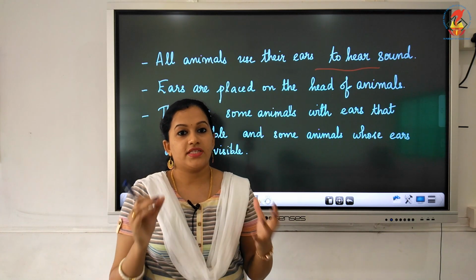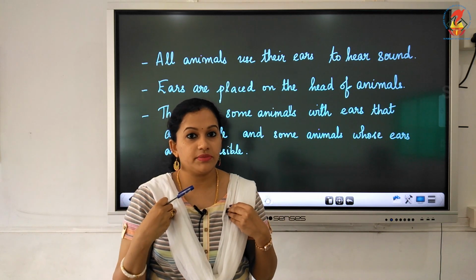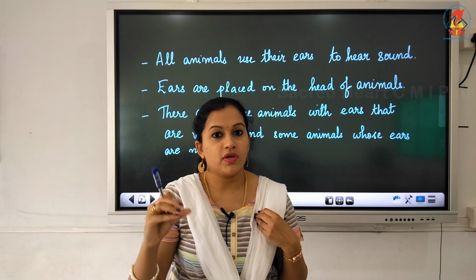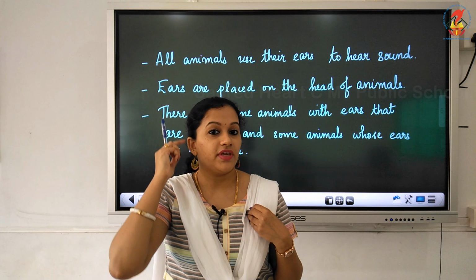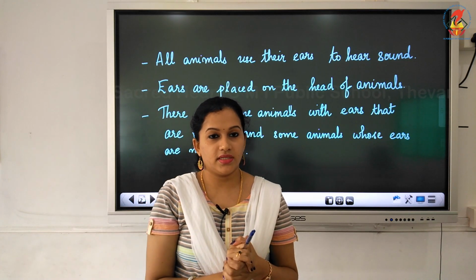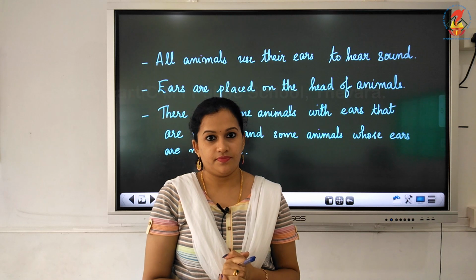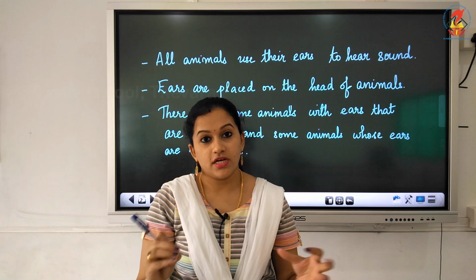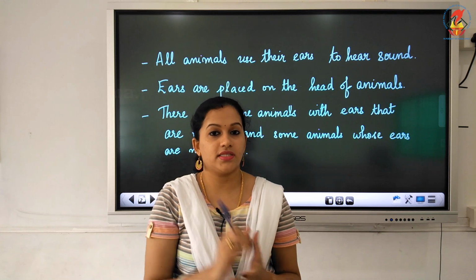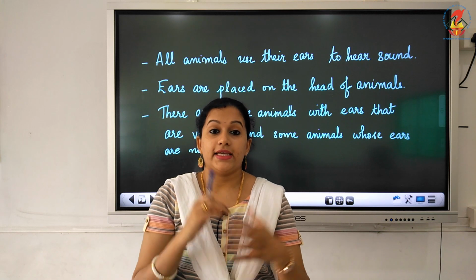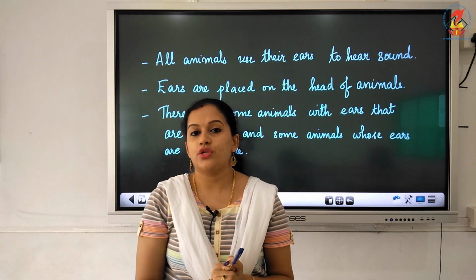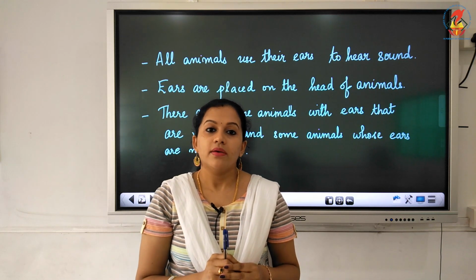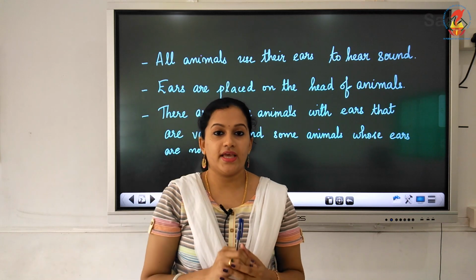Just as we see in human beings, if you just look at a person, you can see their ear. Why? Because it is placed on their head and we can see the outer part, isn't it? It's placed outside the head, so it is visible. In some animals also the ears are visible. And in some other animals ears are not visible. That means we cannot see the ears of those animals. Why? Because it is not placed outside their head.